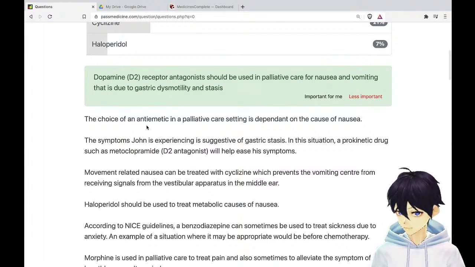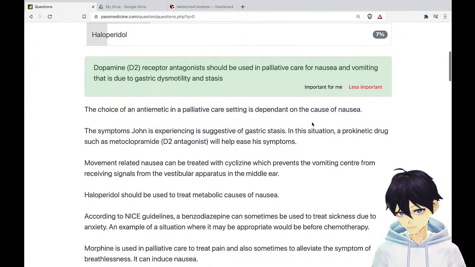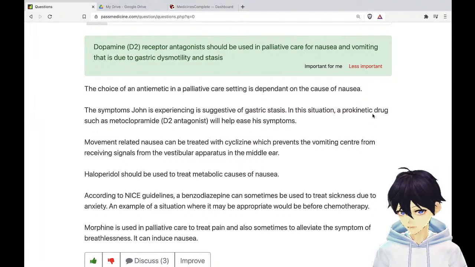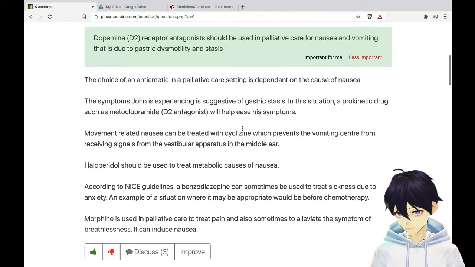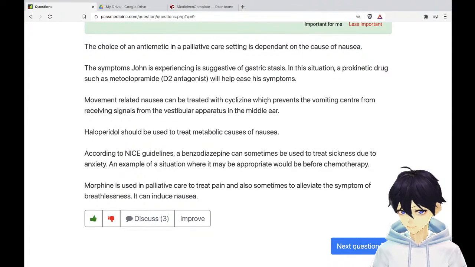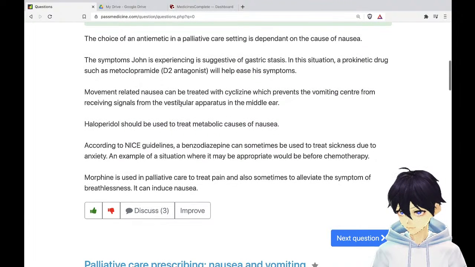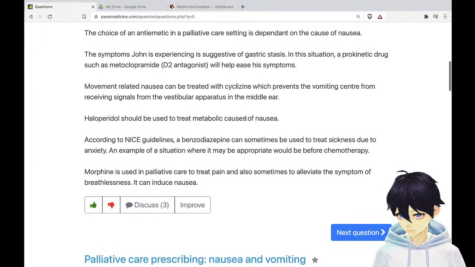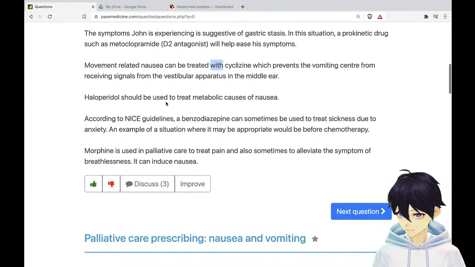Okay. The choice of an antiemetic in a palliative care setting is dependent on the cause of nausea. The symptoms John is experiencing are suggestive of gastric stasis. In this situation, a prokinetic drug such as metoclopramide, a D2 antagonist, will help ease his symptoms. Movement-related nausea can be treated with cyclizine, which prevents the vomiting center from receiving signals from the vestibular apparatus in the middle ear. So cyclizine is for movement-related nausea. Haloperidol should be used to treat metabolic causes of nausea.